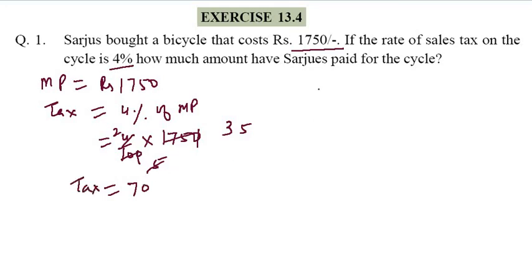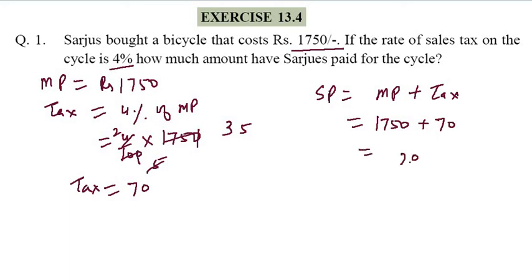Now find the selling price. Selling price, that means the mark price plus tax. So mark price is given as 1750, and this one is the 70. So what will be upon 0, 0, 7 and 5, that is the 12, and here is the 7 and 1, 8. So it will be selling price is rupees 1820. That one is your answer.